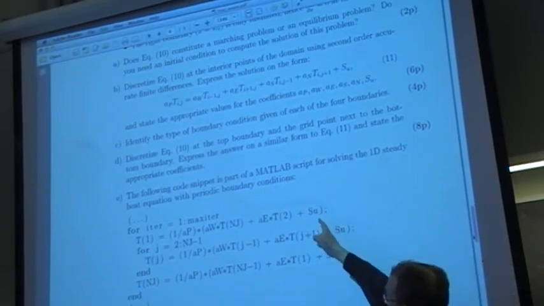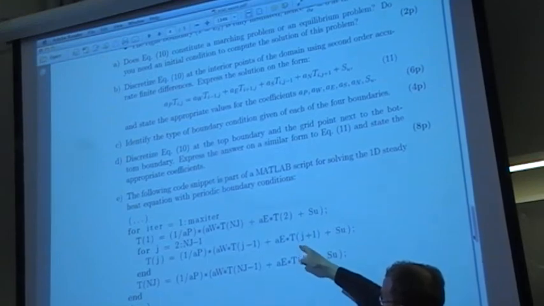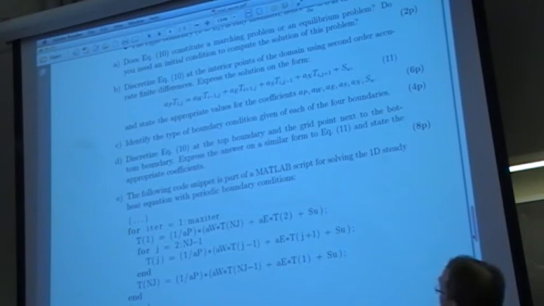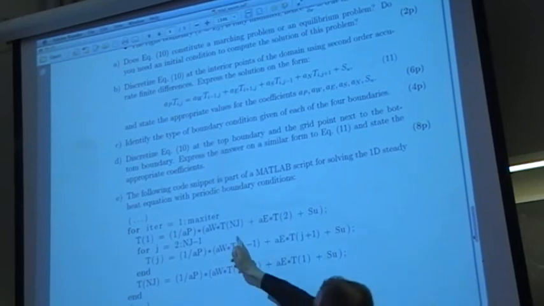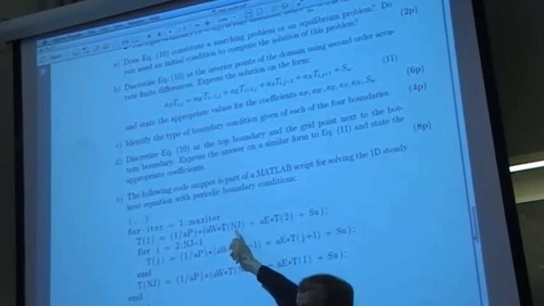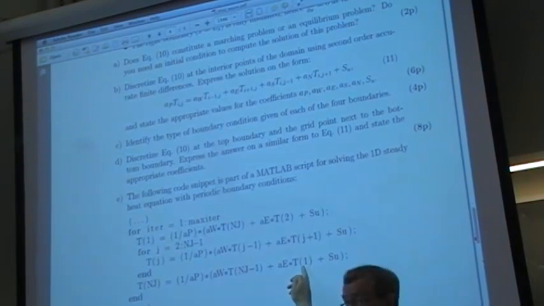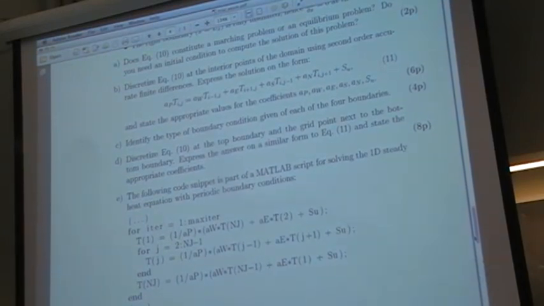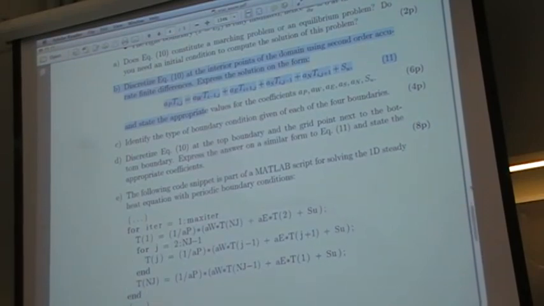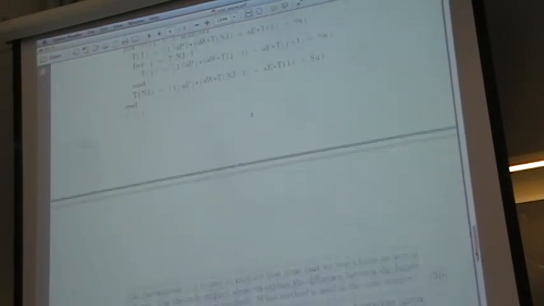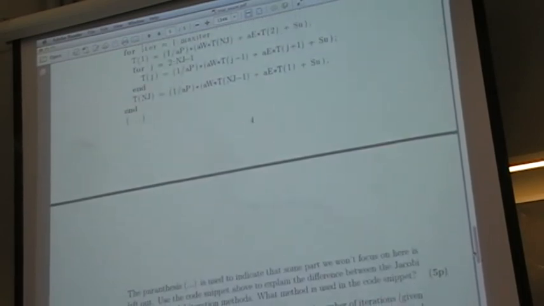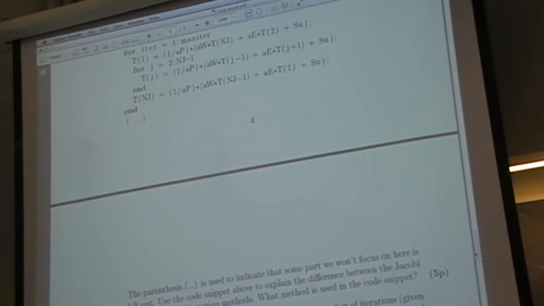So that is computed in first T of 1, then T of J with a loop over J, and then in the end T of Nj. And it is said that periodic boundary conditions are used. So we can see that here we would expect a 0, but the 0 value and the Nj value are the same. Here we would expect an Nj plus 1, but 1 and Nj plus 1 are the same. So that can already be seen from this small part of this MATLAB script.